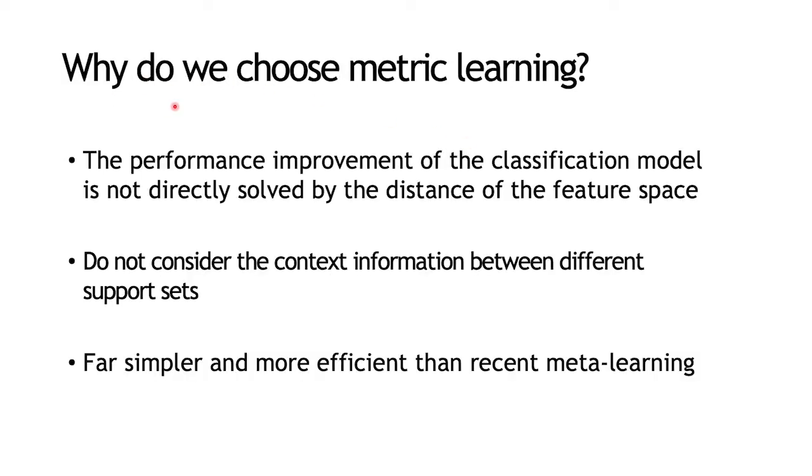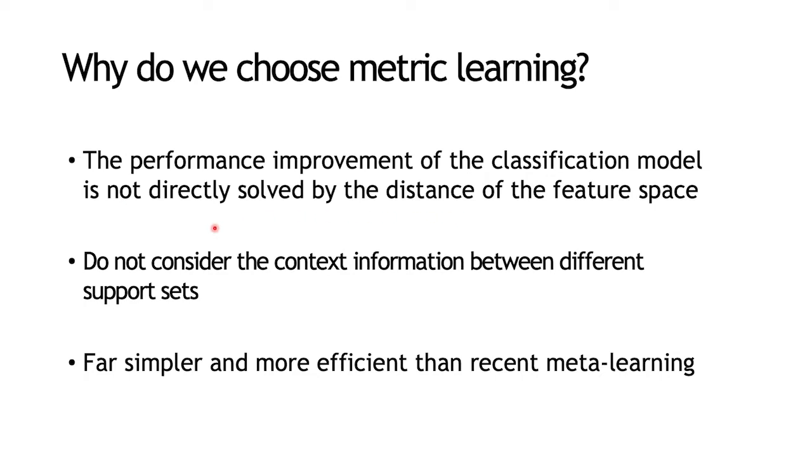So, why do we choose metric learning? Intuitively, the objective for the classification task is to optimize the feature space in which samples of the same class should be close by the learned manifold, while samples of a different class should be far away. However, in few-shot setting, research has shown that optimizing feature distance may not necessarily lead to performance gains.